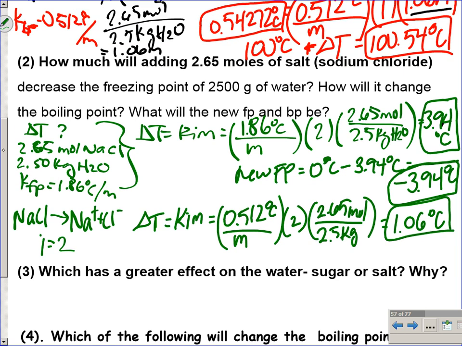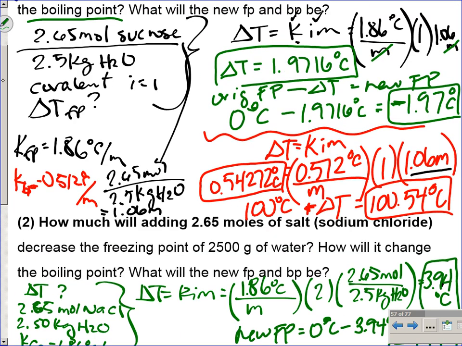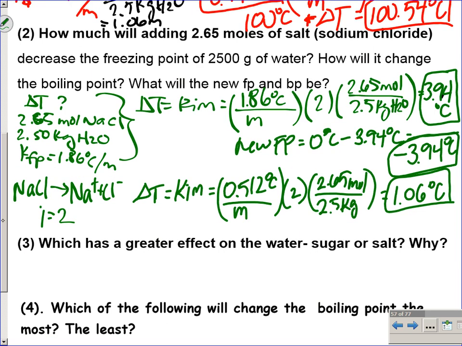So the freezing point depression of sucrose was negative 1.97, whereas for the salt it was double. It was about 2, now about 4. You see that? So the I factor being 2 is doubling that. And same thing for boiling point. It's going to go up by about 1 degree, whereas the other one went up by about half a degree. So this would be 100.6 degrees Celsius as the new boiling point.